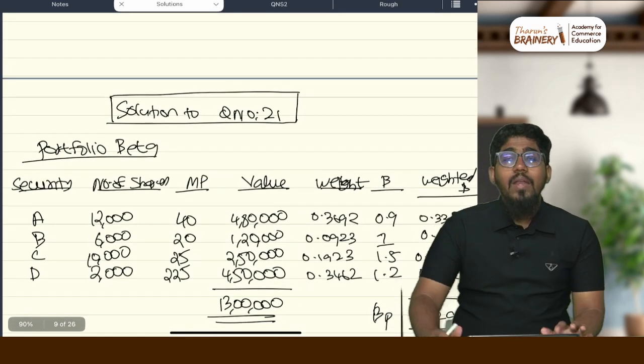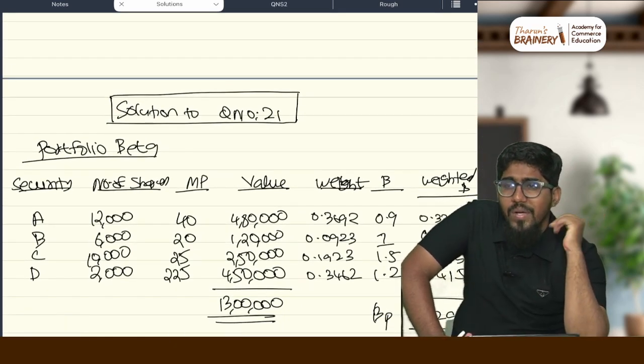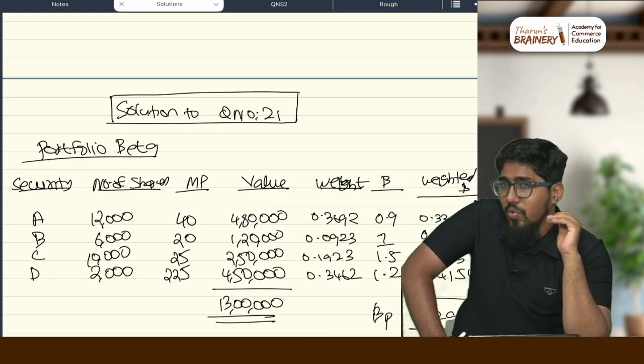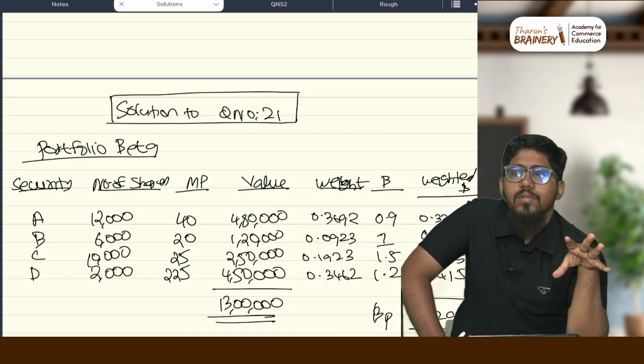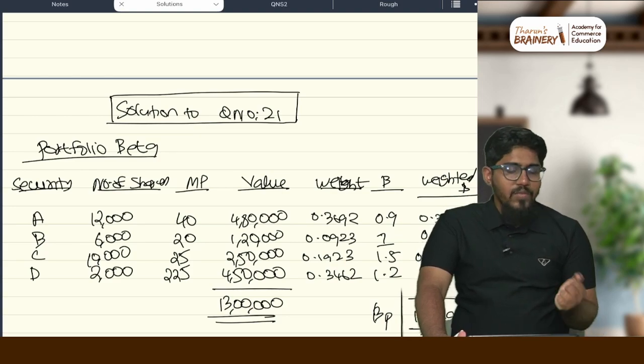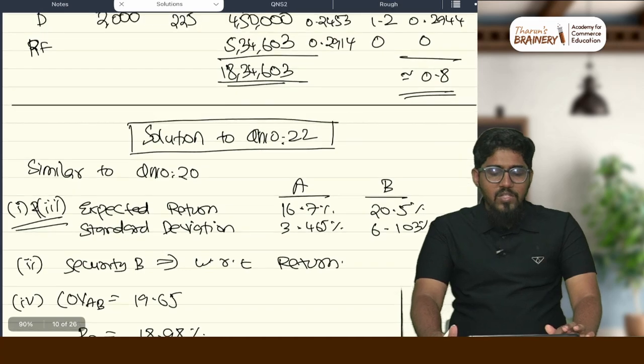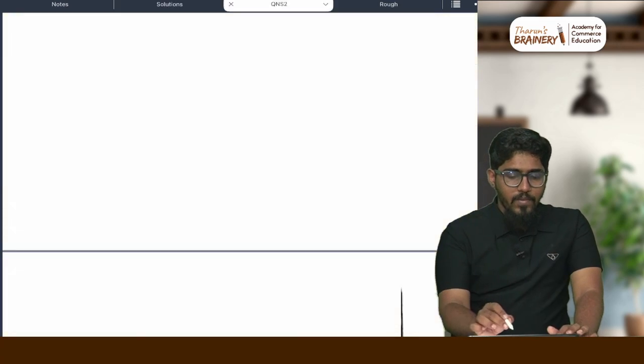I have taken only good problems. Okay, so if you are feeling a little bit of difficulty in the problem, don't worry, I have taken only difficult problems, because these are only asked in the examination. Are you all with me? Okay, so portfolio beta we have calculated, and what is the revised portfolio? Clarity.